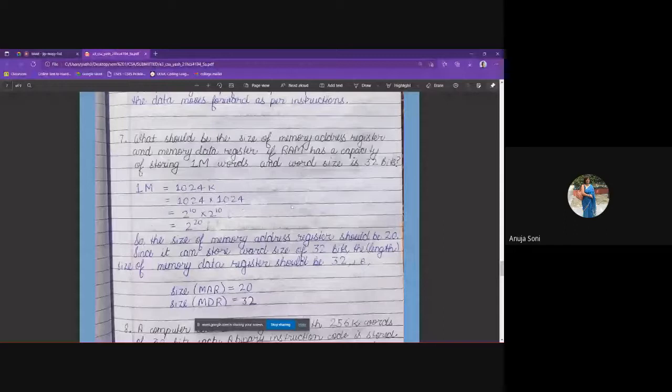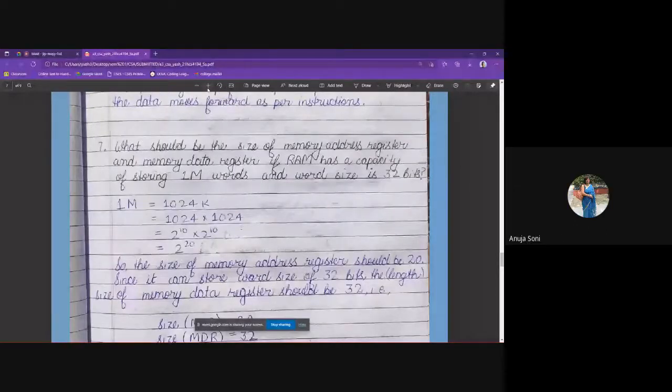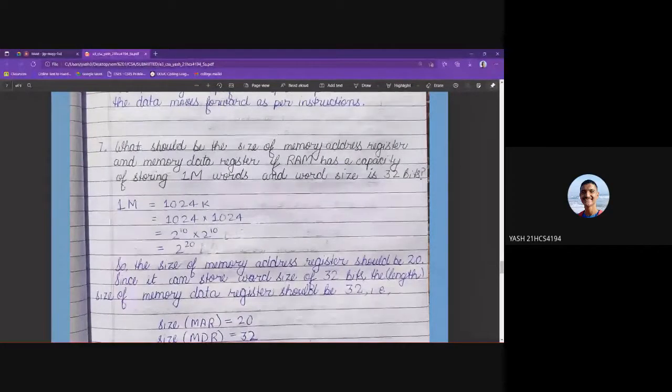Yes. Okay, so this one is the question. What should be the size of memory address register and memory data register if RAM has a capacity of storing 1M words? And in the question it was given 16 bits, but it won't work if we do 16 bits. So I have changed the question to 32 bits as instructed. Yes, I told you last time in the last class that you can enhance the word size.